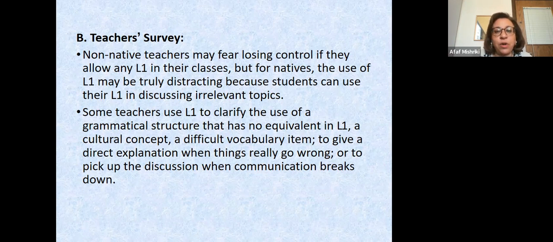Some teachers use L1 to clarify the use of a grammatical structure that has no equivalent in L1, or a cultural concept, or a difficult vocabulary item. They use it also to give direct explanation when things really go wrong, or to pick up the discussion when communication breaks down.